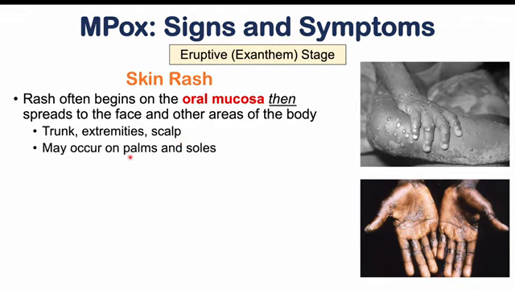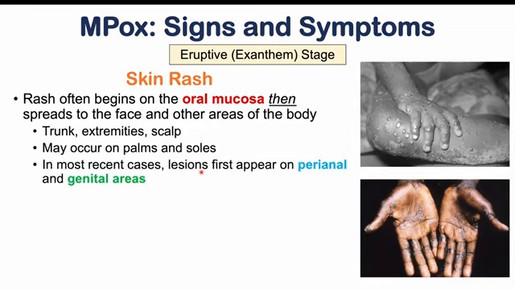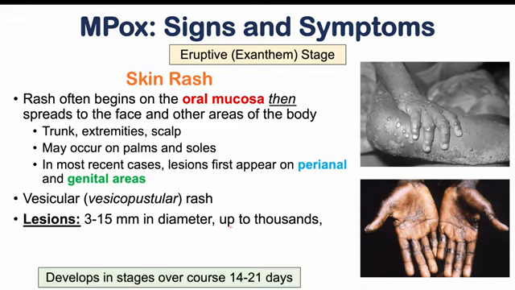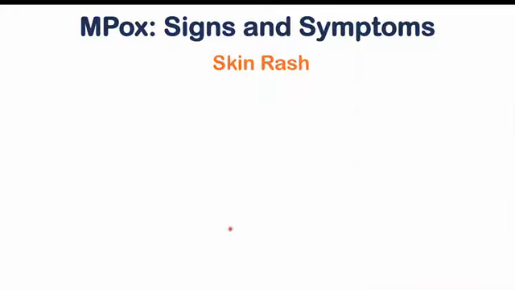And then it also may have a predilection for occurring on the palms of the hands and the soles of the feet as well. In cases in the most recent outbreak, the lesions seem to first appear on the perianal and genital areas. So this can contribute to that skin-to-skin transmission. The skin rash is going to slowly develop into a vesicular or vesicopustular rash. We'll talk about this in more detail in the next slide. The lesions can be anywhere from 3 to 15 millimeters in diameter, and the skin lesions can be up to thousands of them. These particular skin lesions will develop in stages over the course of 14 to 21 days. Let's talk about those stages of this particular skin rash.